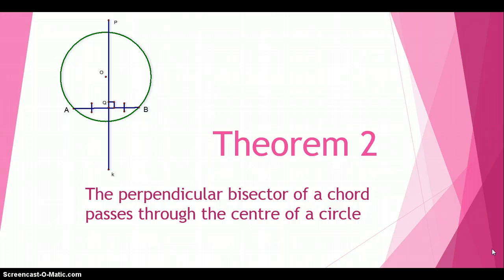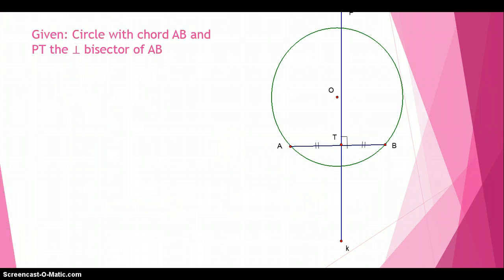Today we're going to be proving theorem 2. The perpendicular bisector of a chord passes through the center of a circle. Off we go. We start with a circle with chord AB, and PT is the perpendicular bisector of AB. There's PT, perpendicular bisector of AB. We're required to prove that the center of the circle lies on PT.